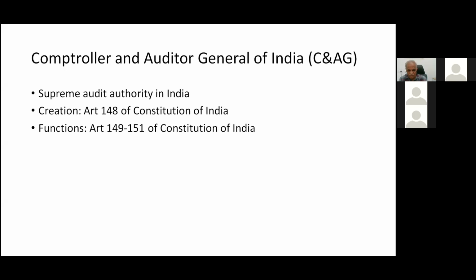And Article 150 says that the form of accounts of the union government, state government or union territory, how it should be done, will be prescribed by the C&AG, and the President will tell that yes, you have to follow this form and this classification, and accordingly we have to follow. So the form and classification will be decided by C&AG.